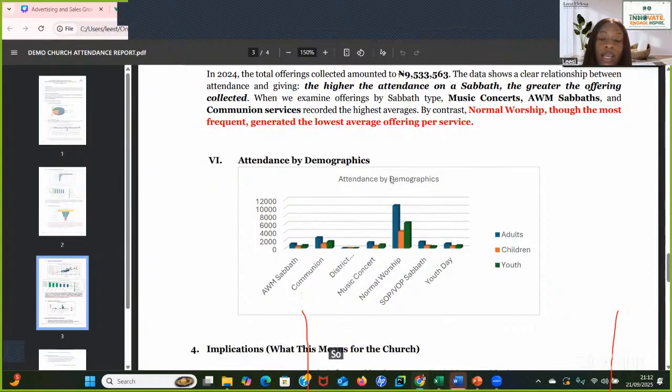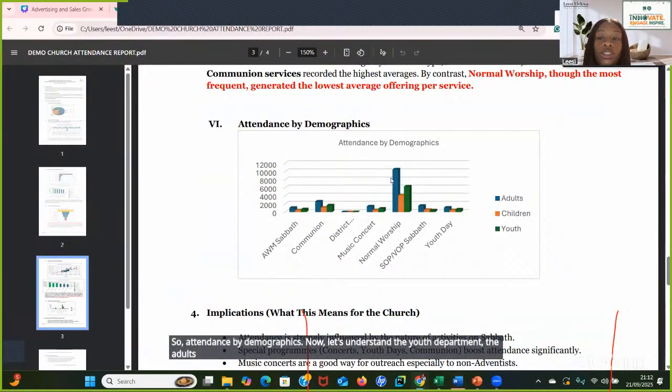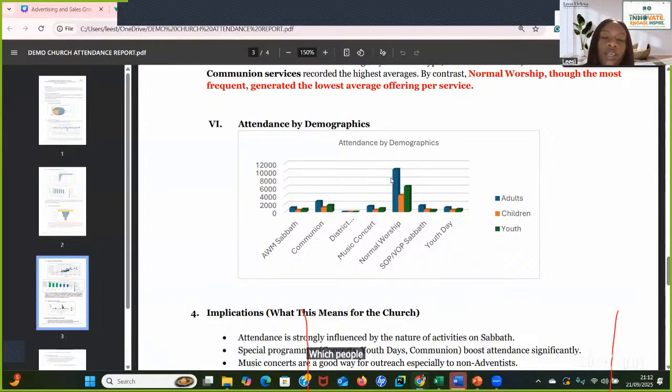So, attendance by demographics. Now let's understand the youth department, the adults, the children, and the youth in church. Which people attend which services more?